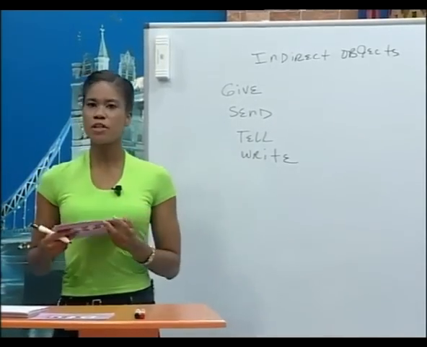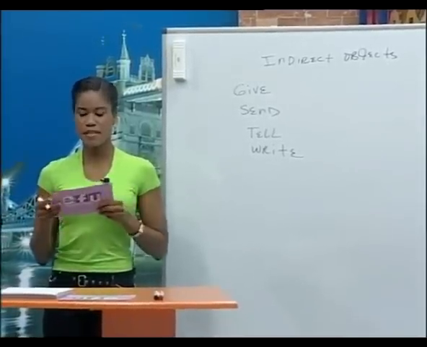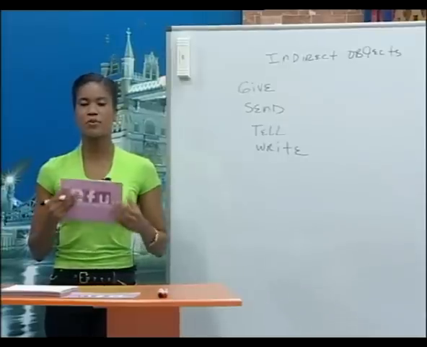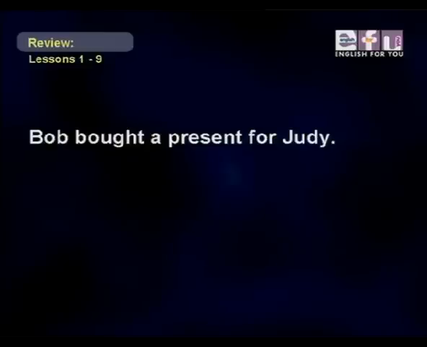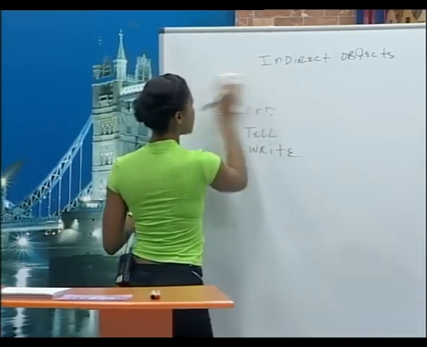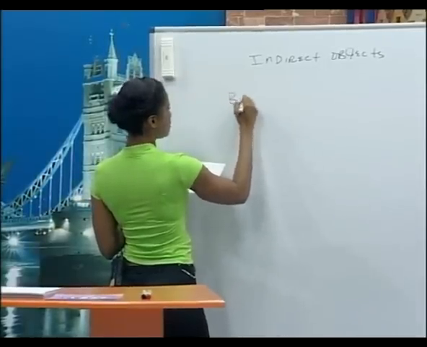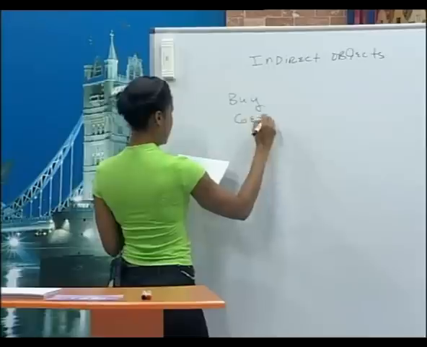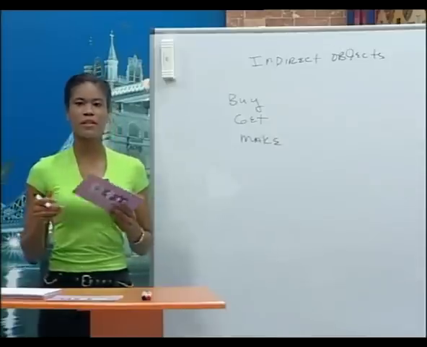Okay, with some verbs, for is used with the indirect object. With these verbs, the indirect object follows the direct object. Let's look at these examples. Bob bought a present for Judy. I opened the gift for my grandmother. Okay, now with other verbs such as buy, get, and make, there are two possible patterns. Let's look at these.